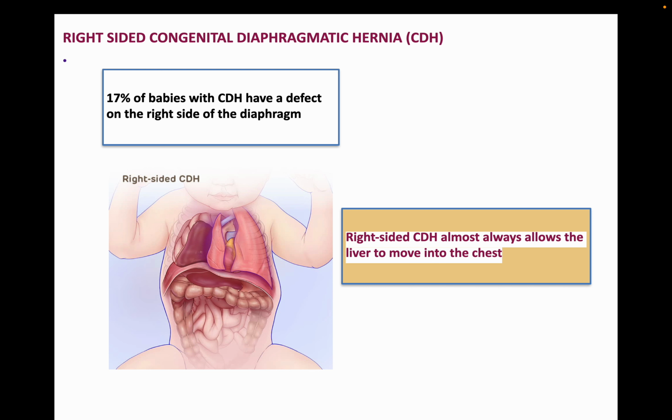Now, right-sided CDH almost always allows the liver to move into the chest, because if the left-sided Bochdalek hernia is happening, there are fewer chances of movement of the liver to that side, but the majority of the chances are of stomach and intestine. But if it is on the right side, the liver moves towards the thoracic cavity. So the incidence of the right-sided Bochdalek hernia is less, that is 17%, and it is more on the left side.